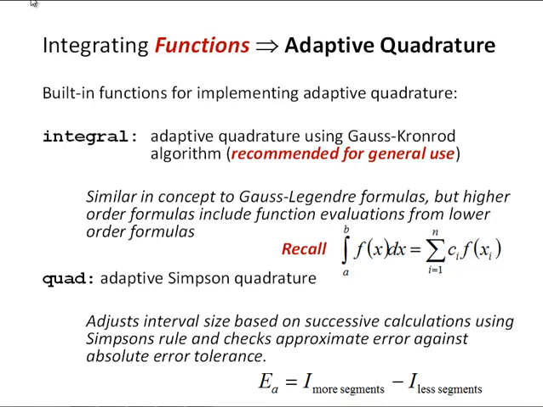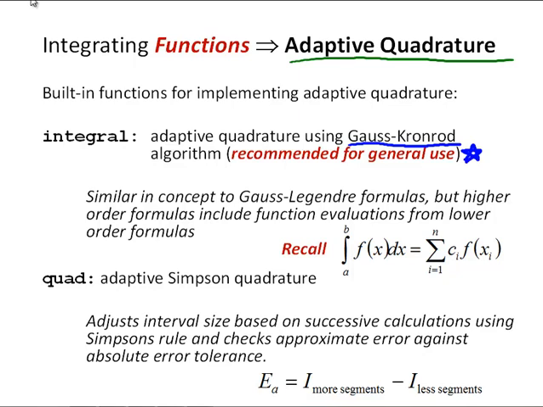So next, let's talk about integrating functions. MATLAB's built-in functions for integrating functions all use adaptive quadrature. I briefly mentioned this before, and I'll explain it more in this context. There are two built-in functions for implementing adaptive quadrature. One is a function called integral, and that implements adaptive quadrature using a Gauss-Kronrod algorithm. This is the recommended function for general use for integrating functions in MATLAB.